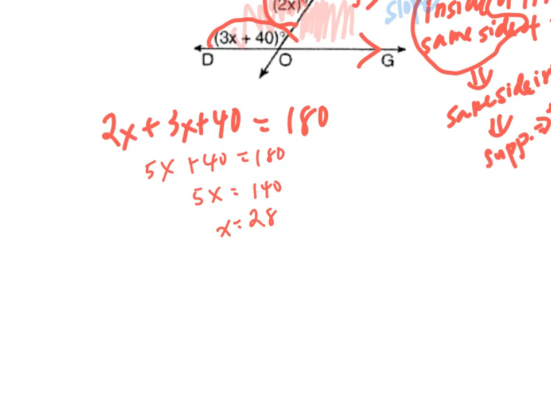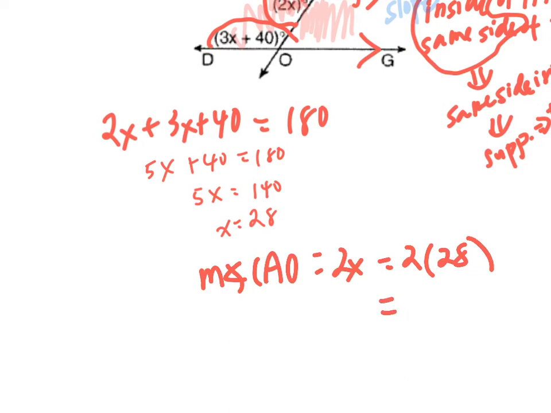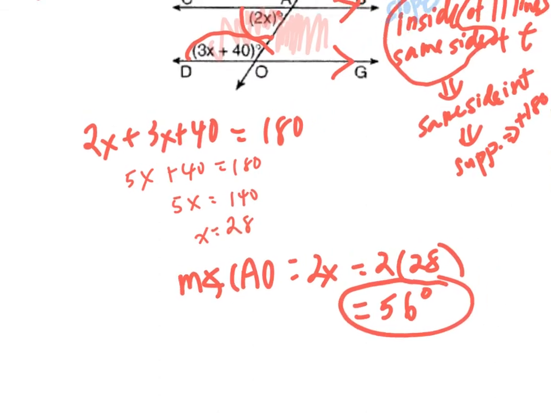So what I want to do is just substitute this into what I know. CAO equals 2x. I know what x equals now. I just solved for it, so I'm going to substitute it in. 2 times 28 gives me 56. So the measure of angle CAO is 56 degrees. I'm just going to circle my answer.